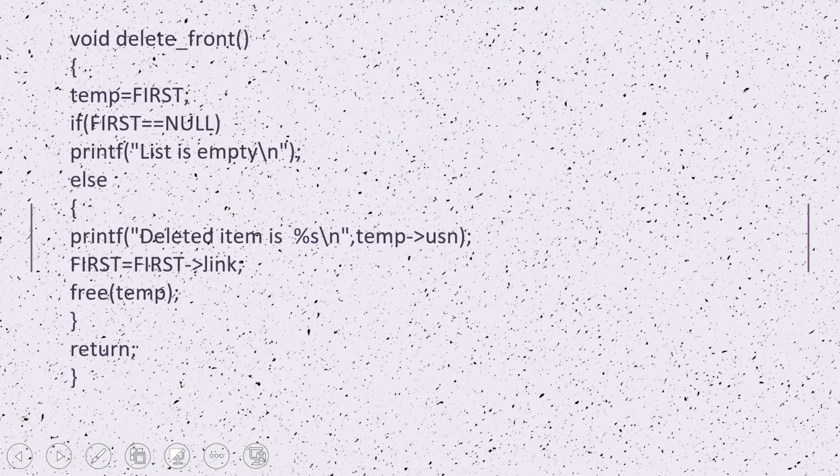Next, delete from the front. So again, first will be the temp one. Okay, this is for your reference. If the first is equal to null, list is empty. Otherwise, you can see before I delete, I make sure that I am storing the information or I'm displaying the information. So temp of USN is getting displayed to let the user know that that's the item that is getting deleted.